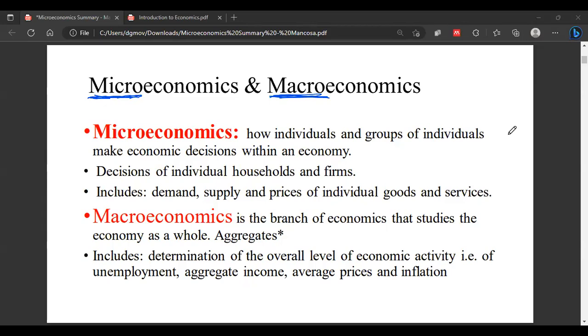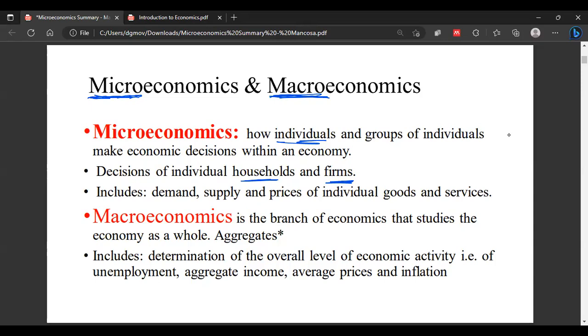So what is microeconomics? It simply studies how individuals or groups of individuals make economic decisions within an economy. So in this first semester, when we are studying microeconomics, Economics 1A, we are simply studying the behavior of individuals and firms, individuals or households. So households or individuals is used interchangeably. So we can say individuals, we can say households. Right, and firms. So a firm is one business unit or a market. So a group of firms, that is micro, right?